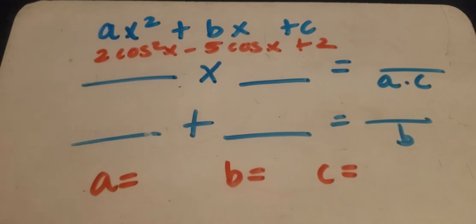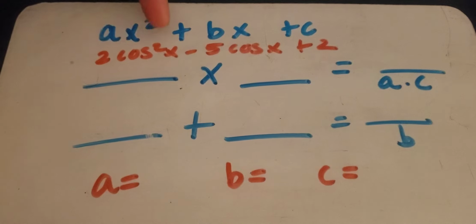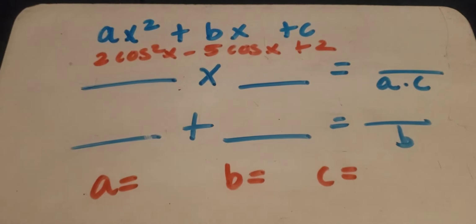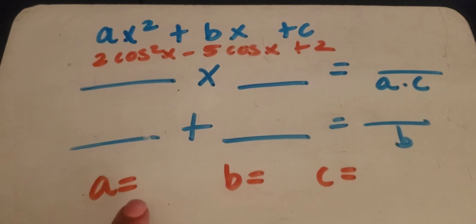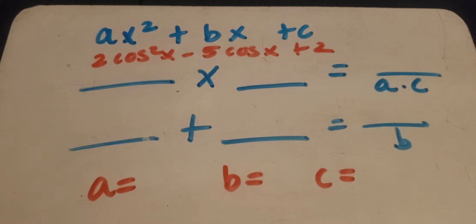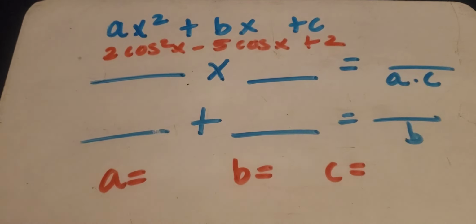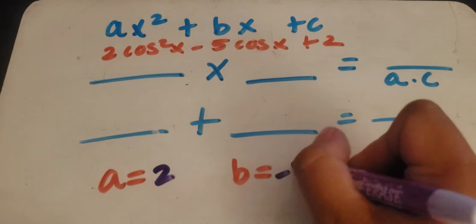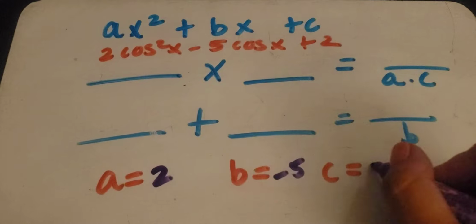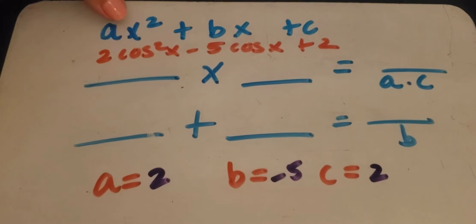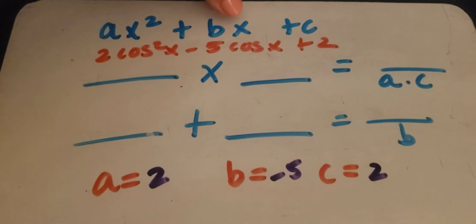So our equation that we're working with is 2 cosine squared of x minus 5 cosine of x plus 2. So the first thing we're going to do is identify our A, B, and C coefficients. Our A coefficient is 2. Our B is going to be negative 5. And then our C will be 2. You always want to keep the sign that's in front. So our x would be cosine.